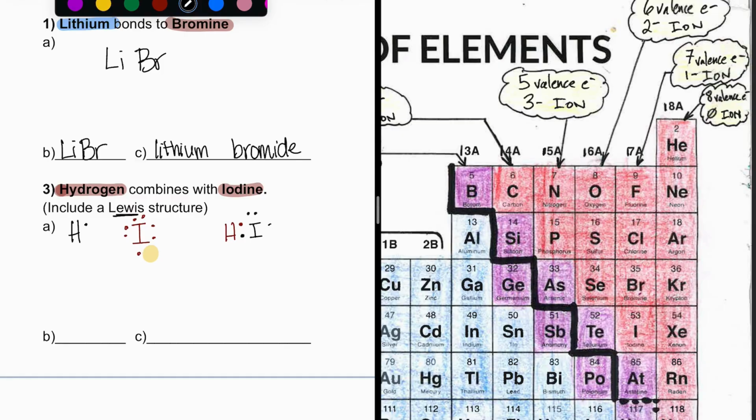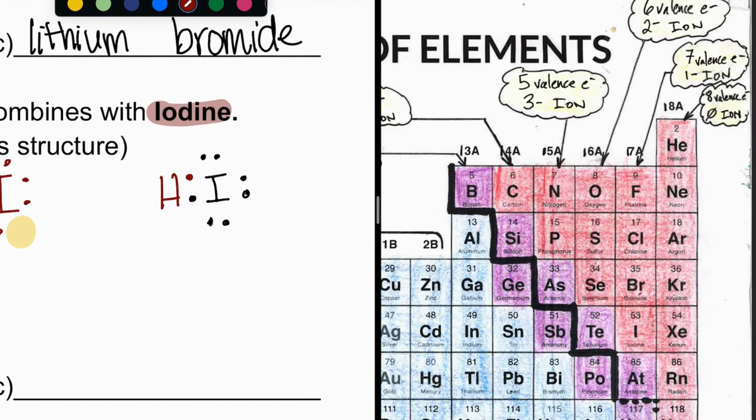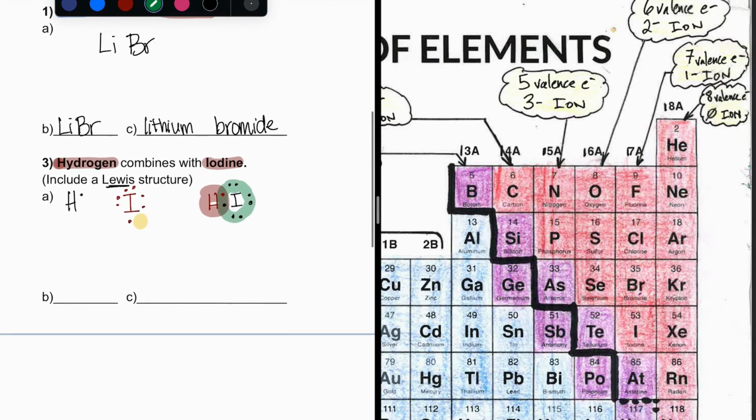1, 2, 3, 4, 5, 6, 7. And then if I look at it, let's make sure that everybody's happy. So my hydrogen has 2, and hydrogen can only have 2, so it's happy. My iodine has 1, 2, 3, 4, 5, 6, 7, 8. So my iodine is happy. Everybody's happy.